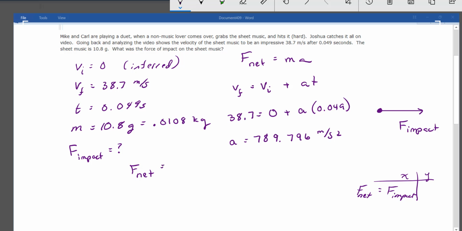So the F net is going to be mass times acceleration. Again, my mass is 0.0108 kilograms. My acceleration is a very large number, 789.796. And when I multiply them together, I get a net force of 8.53 newtons. That is the end of the problem and the end of the video. Thank you very much for your time.